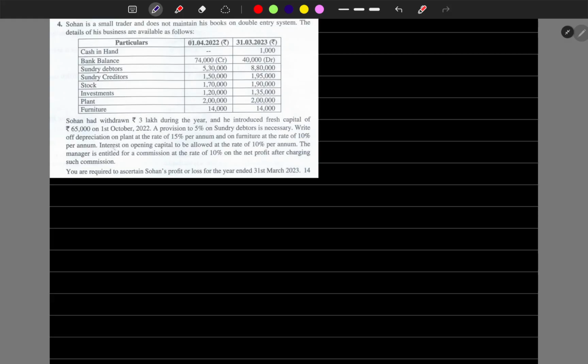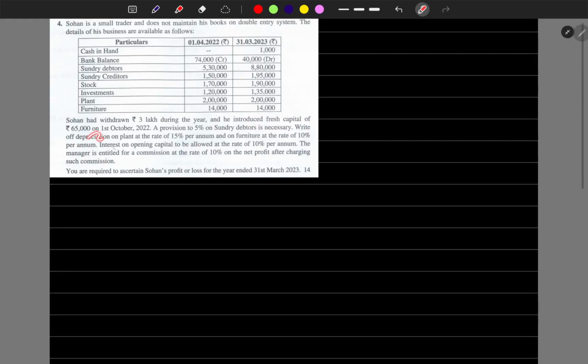Shogun is a small trader who does not maintain his books on the double entry system, and we are given the details of the opening balance sheet. What we have to read in this question is the adjustment area. Shogun had withdrawn 3 lakh, which is drawings, during the year. He has introduced fresh capital, which is additional capital, on 1st October 2022. A provision of 5% on sundry debtors is necessary, so it is a provision for bad and doubtful debts. Depreciation on plant and machinery is at the rate of 15% per annum, and on furniture at the rate given.